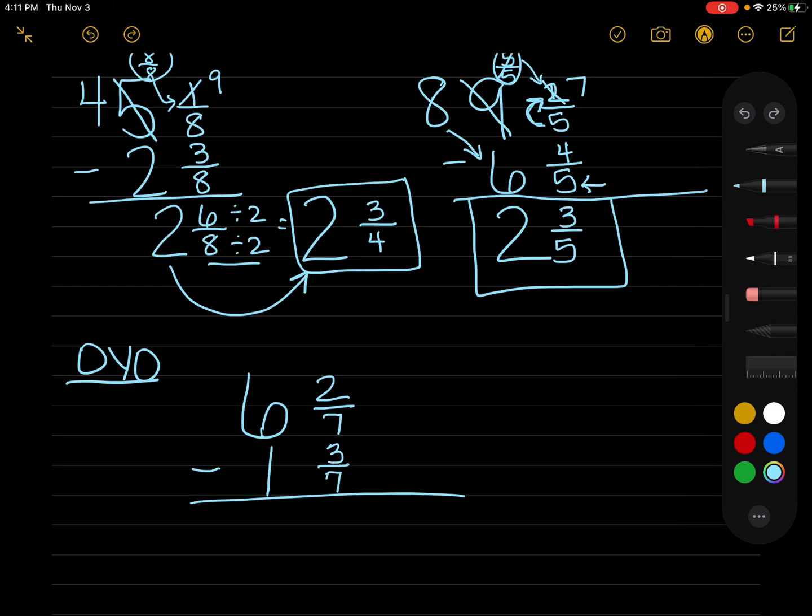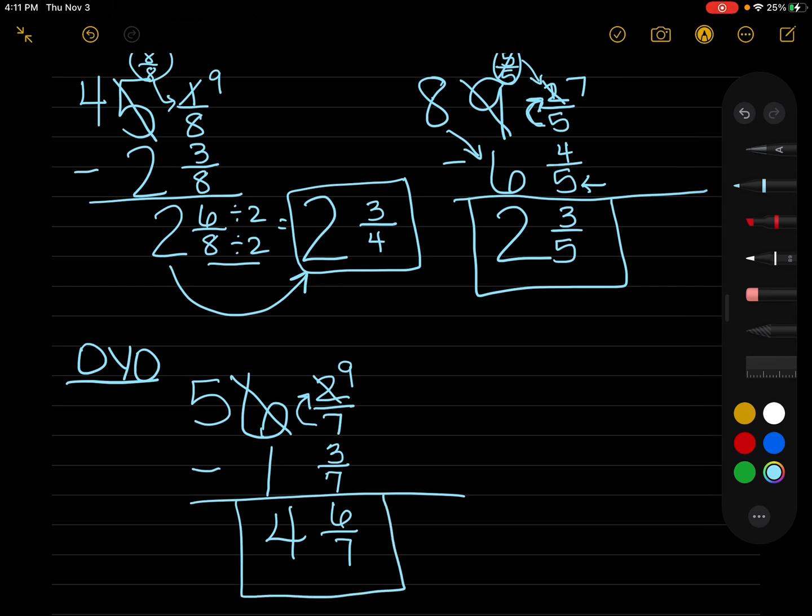Okay, now that you should be back, when you borrow from the 6, that makes it a 5. And then all you do is go 7 plus 2 is 9. And now that's what I do when I borrow. And now I can subtract 9/7 minus 3/7 is 6/7, and 5 minus 1 is 4. So there is my final answer.